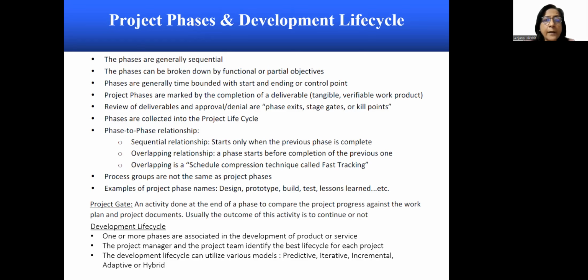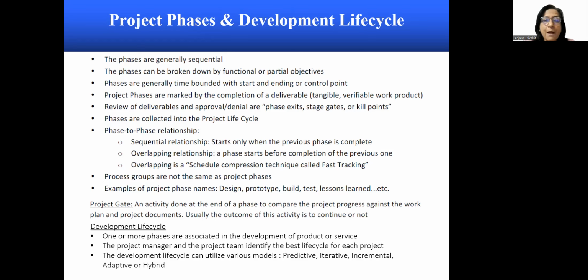Phases are collated into the project life cycle. Phase-to-phase relationship could be sequential, where a phase starts only when the previous phase is completed. It could be an overlapping relationship, where a phase starts before completion of the previous one. Overlapping is essentially a schedule compression technique, which is known as fast tracking.